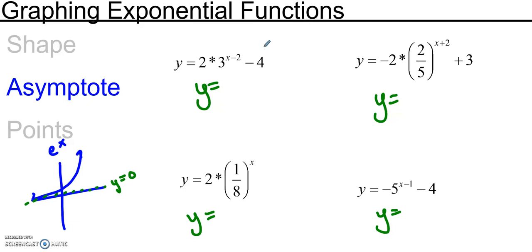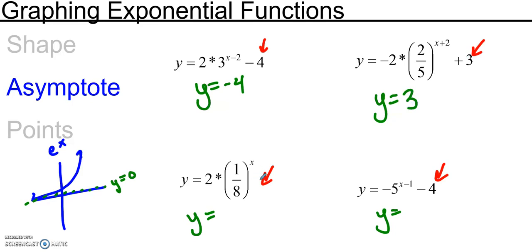So every single time it's going to be whatever the shift is on the outside. I'm looking at the outside, and that's going to show me how the asymptote's been moved. The first one has been moved down 4, so the new asymptote is y equals -4. Here it's y equals 3.